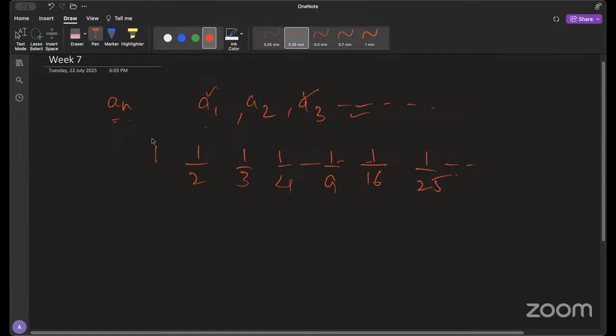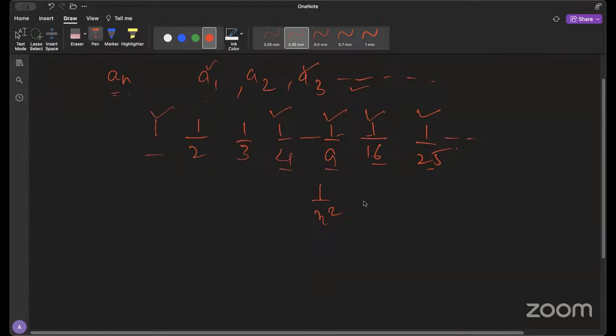Take the next term to be this, the next term to be this. If you keep choosing these terms, this is 1 by n square only. So 1 by n square is a subsequence of 1 by n, right? Okay, then I understood. Okay. So any other doubts from the concepts from week 7?